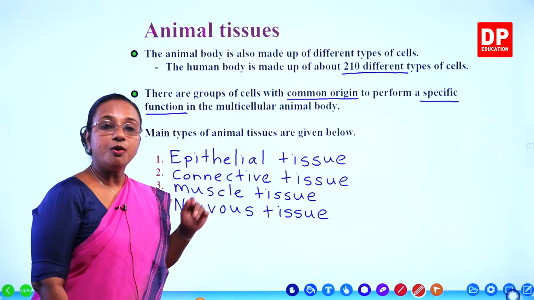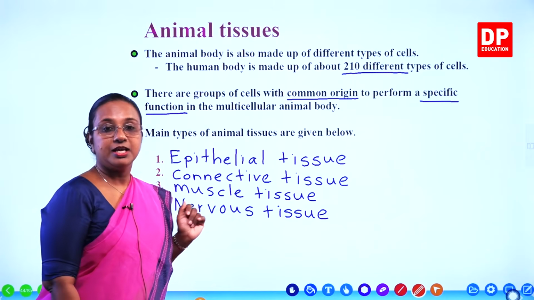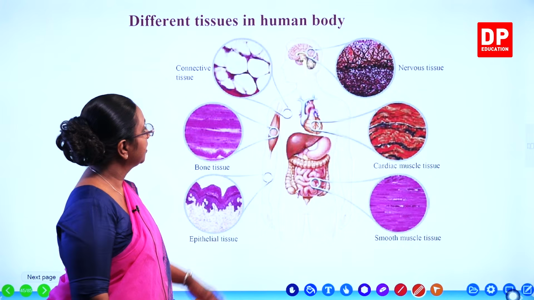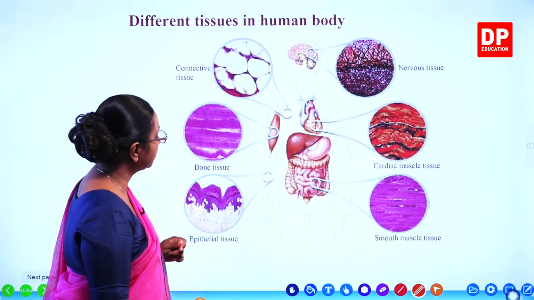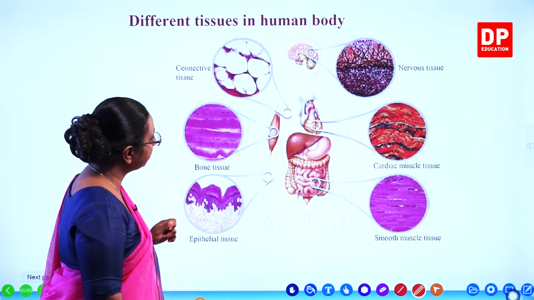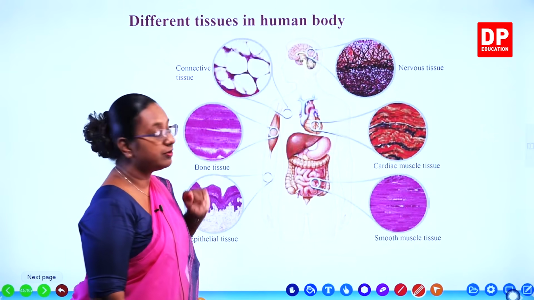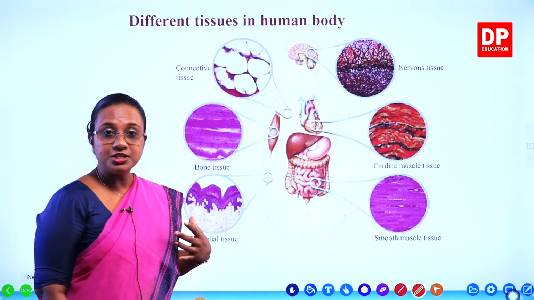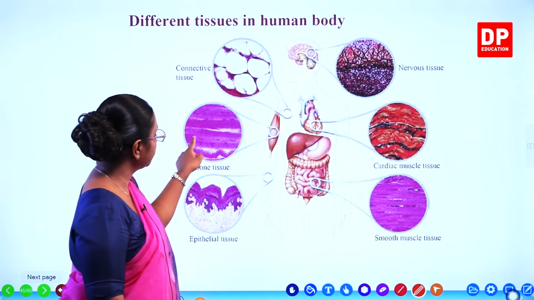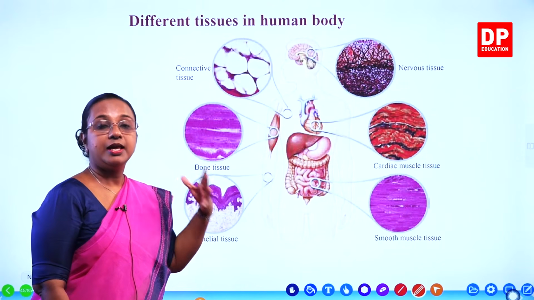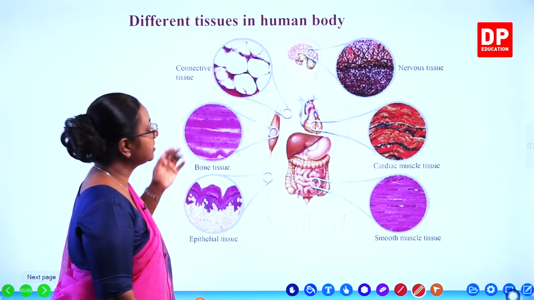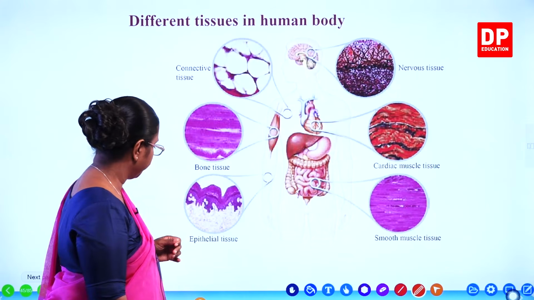Now let us observe these tissues in a human body. So here they have shown some of the tissues that are present. The first one shown here is the connective tissue. If you take the bones or the blood tissue, they all come under connective tissue. And again, the bone tissue is also shown. In all different parts of our body, there are bones. So the bone is made up of bone tissues.